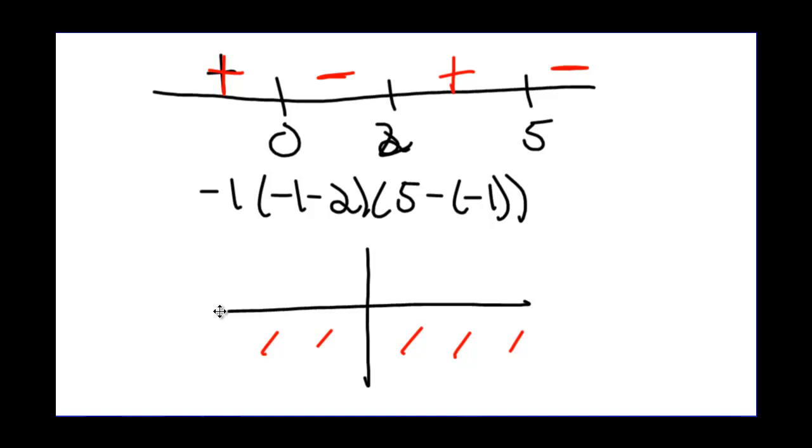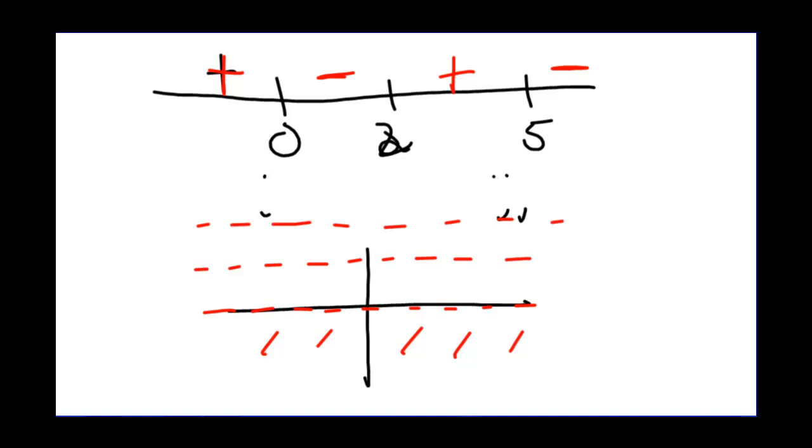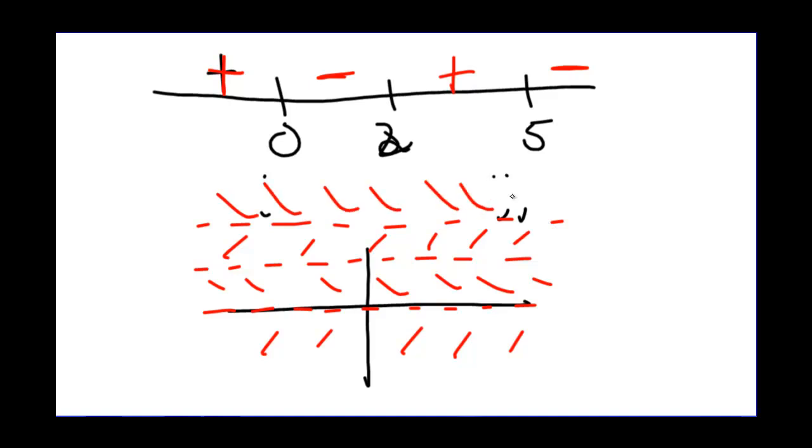We have 0 slope at 0. We have 0 slope at 2 and 0 slope at 5. We have negative slope between 0 and 2. We have positive slope between 2 and 5. And we have negative slope when y is greater than 5. So this is about what the shape of our graphs of the family of solutions will look like. And when we connect these and determine some of our actual graphs, they'll look something like this.